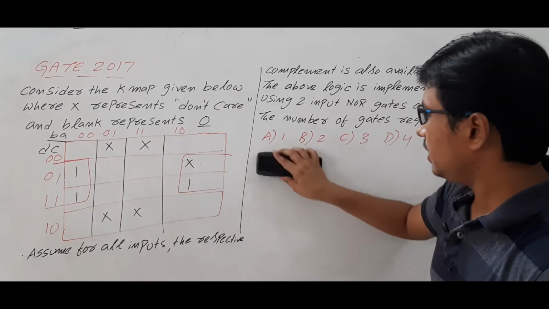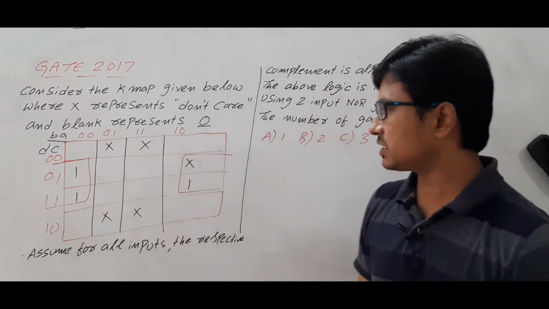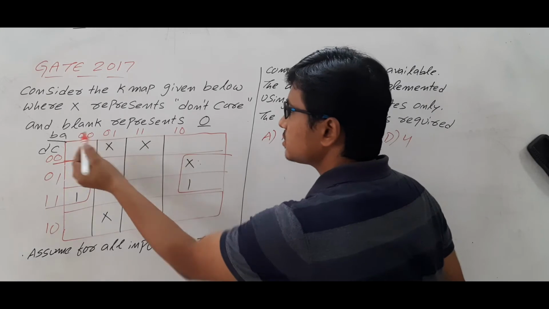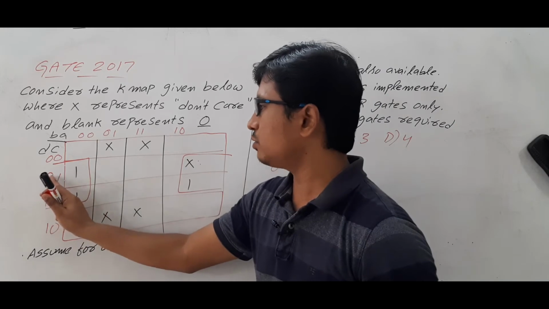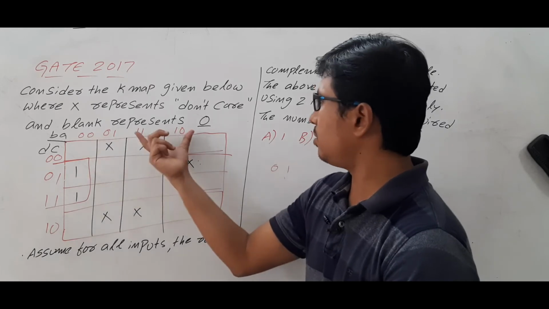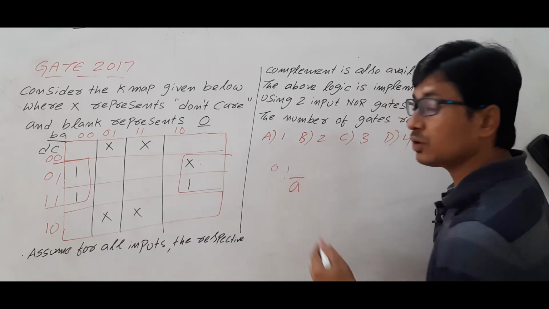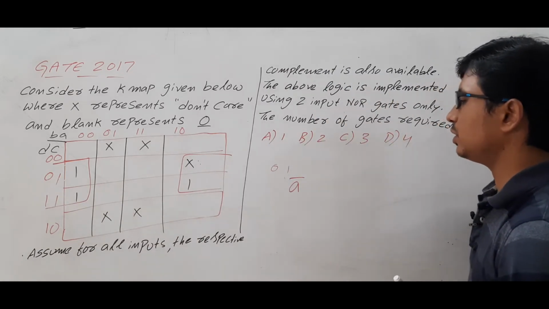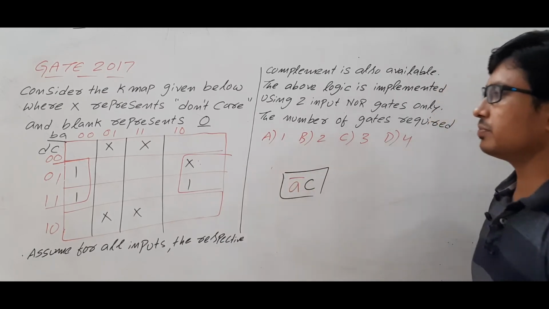Now if I join these 4 as one group, what expression will I get? First we will take the column. Here 1, 0 is there, 0, 0 is there, 0 is common. And on the row side, you have 0, 1 and 1, 1. 1 is common. The column variable is A, so A complement because it is 0. And here it is 1, which is C. So you are getting A complement C as the minimal term from this K-map.